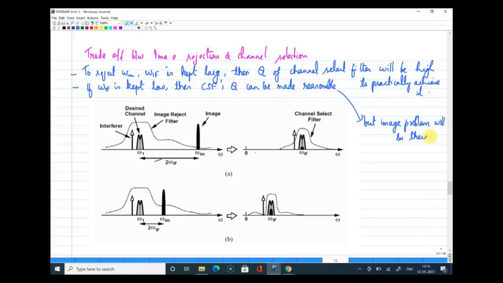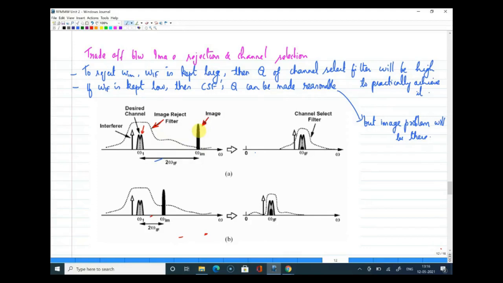This can be well understood from the picture you are seeing on the screen. See, this is your desired signal, this is the desired channel here, and this is the image, right? Now I want to design an image reject filter, and since the image reject filter center frequency is high, I cannot make it practically possible, so I have to relax certain requirements. To give that relaxation, I kept 2 omega IF sufficiently high. So you can see that the image reject filter can sufficiently reject the images, right?